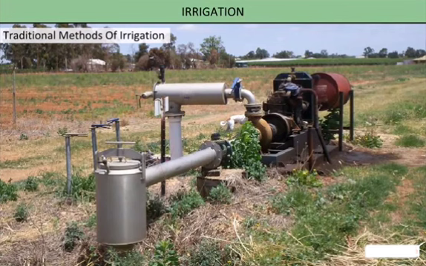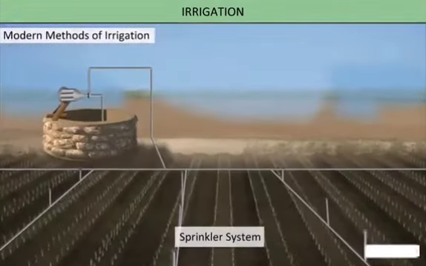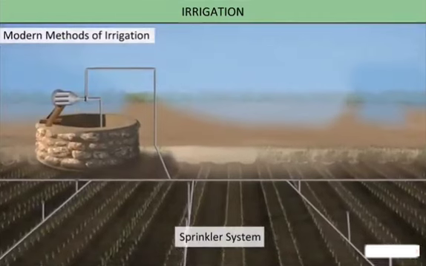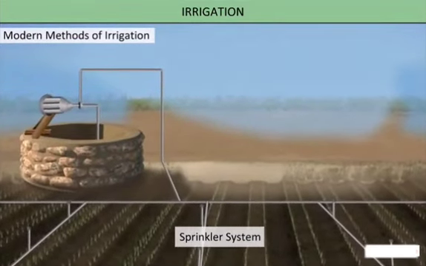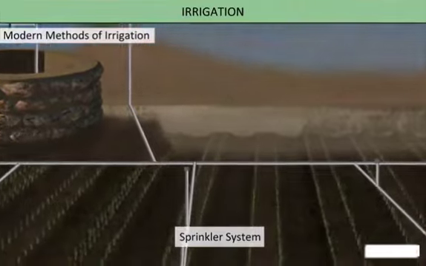Modern methods of irrigation. The use of modern methods of irrigation helps us to use water economically. Two main methods used for irrigation these days are sprinkler system and drip system. Sprinkler system. Sprinkler system is more useful on uneven land where there is lack of sufficient water.